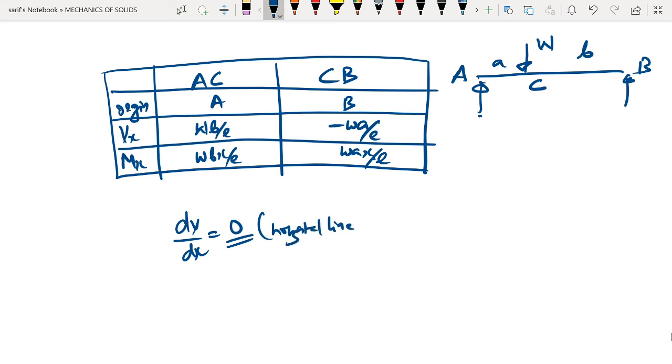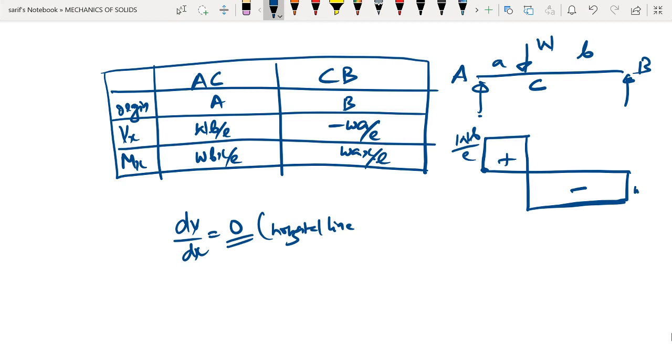Okay, so how do we draw the shear force? The shear force at A is Wb by L. So this is the shear force at A. This is Wb divided by L, and it is positive. And this is the shear force at B. The magnitude is Wa divided by L. Okay, so this is how we join them.